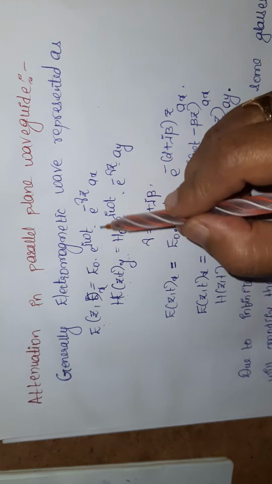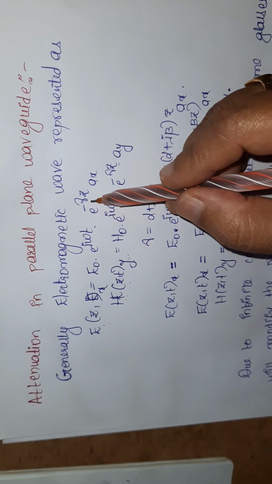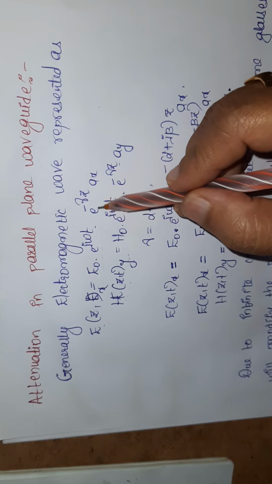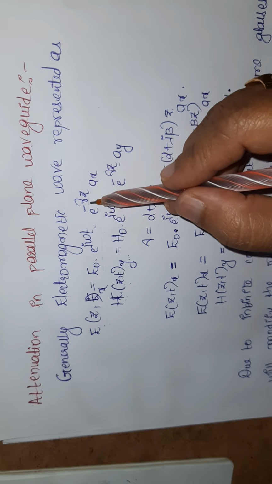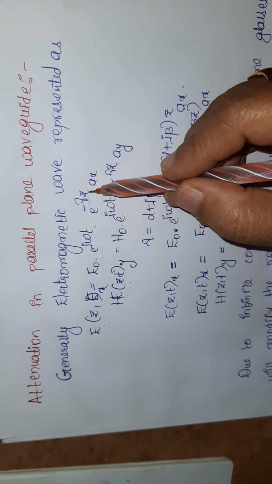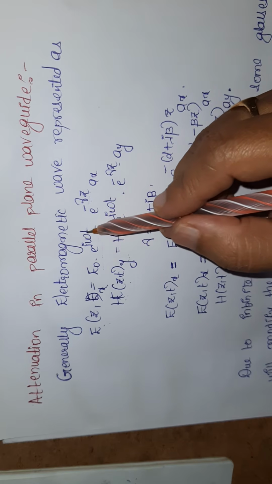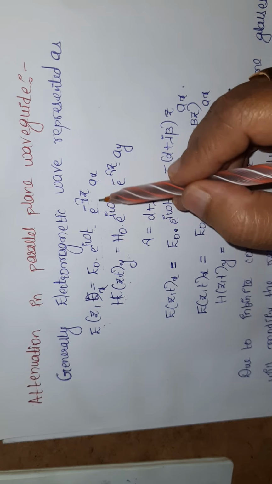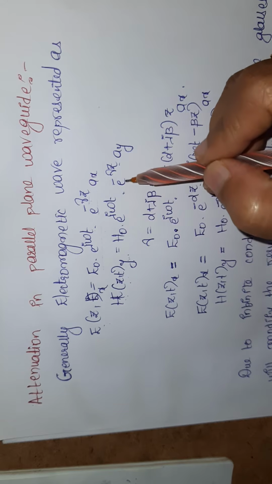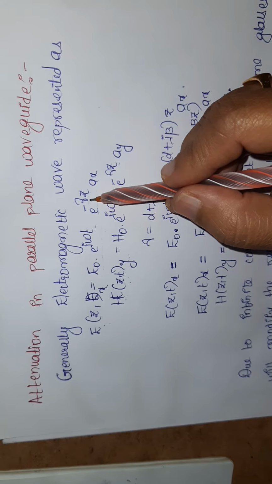Here E naught is the amplitude of the signal. Next, e power minus gamma z describes the wave depending upon the propagation. Gamma is the propagation constant, and the wave is propagating along the z direction. Here j omega t is time dependent, and the z term is space dependent. So the electromagnetic wave is time dependent and space dependent, and gamma is the propagation constant.